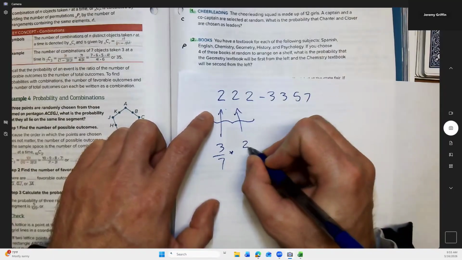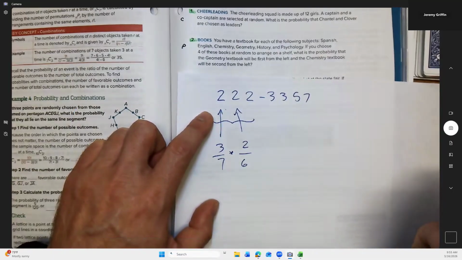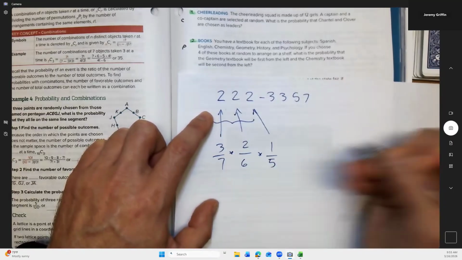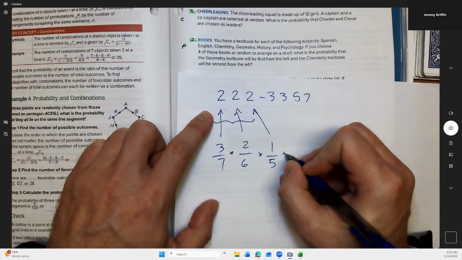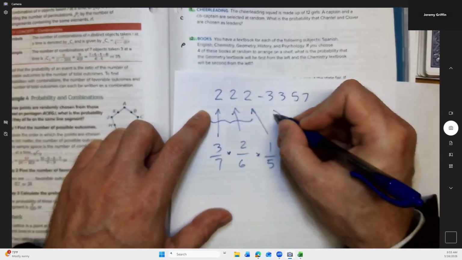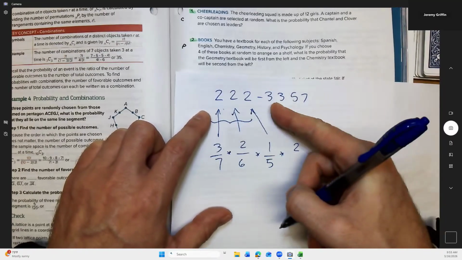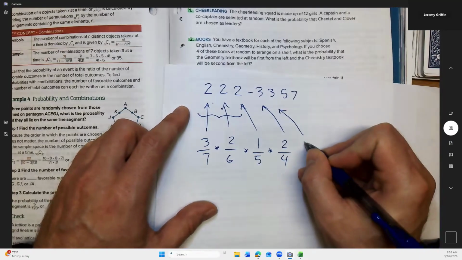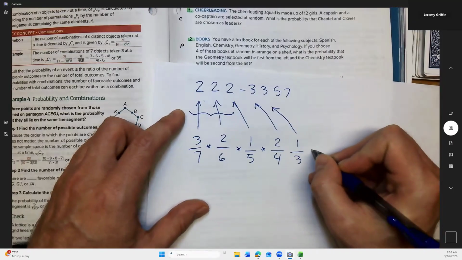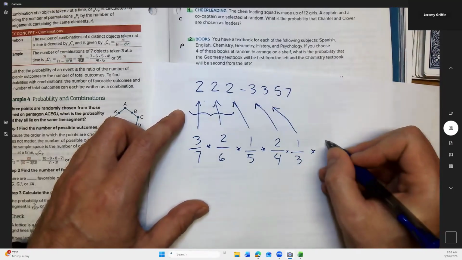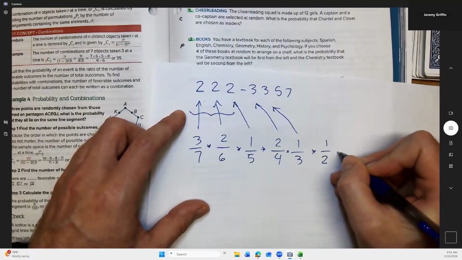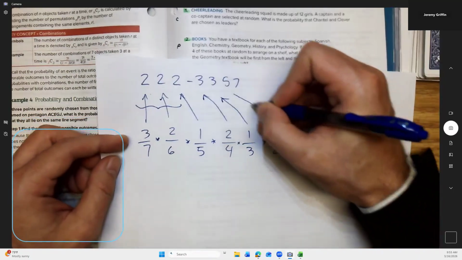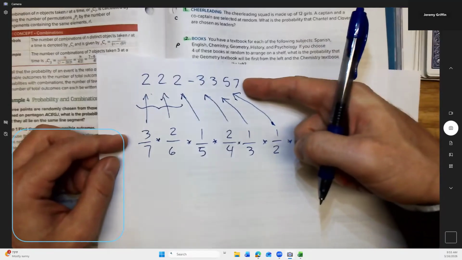If you have that locked in place, the chance the next number is a 2: now there are only 2 2s left out of 6 remaining digits. The next number being a 2: only 1 2 left out of 5 remaining digits. Then how about this 3? There are 2 3s, so 2 ways out of the 4 remaining digits. Once that's in place, there's only 1 3 remaining out of 3. Then the last 2 digits: there's only 1 5, so that's 1 out of 2.